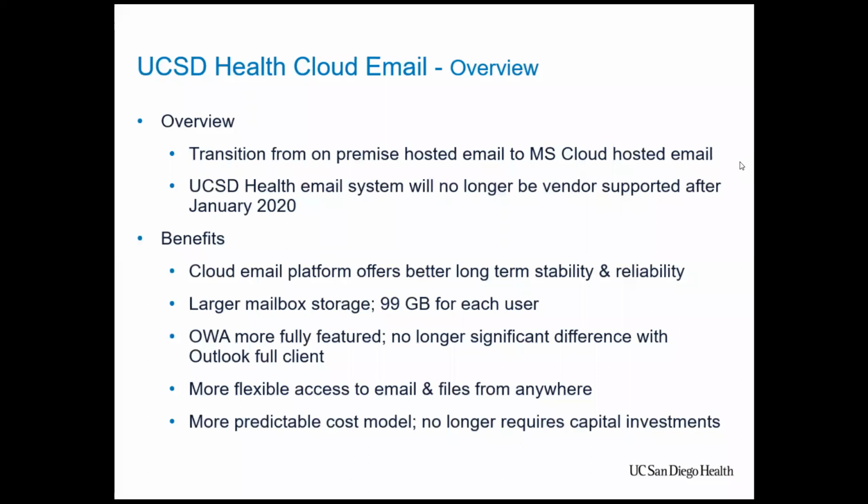But there's a bunch of benefits to cloud email. So one of them is certainly we'll have a more stable and resilient platform. We'll have larger email box storage for each individual user, much more than we've had in the past. The new version that we're going to, Outlook Web Access, is more fully featured, much like the full client. So folks that want to use Outlook Web Access will have a better experience, a richer experience. And this ultimately gives us more flexible access to email and files from anywhere without having to get onto the network in the traditional means that you may have had to do.